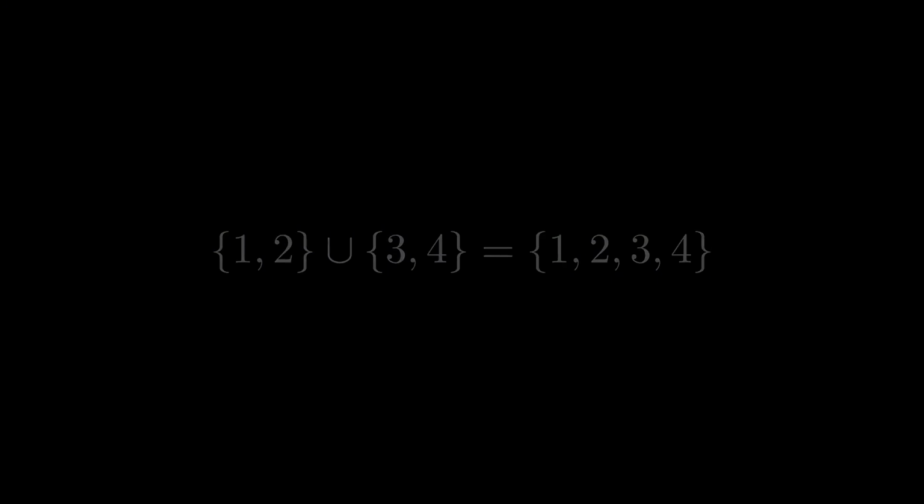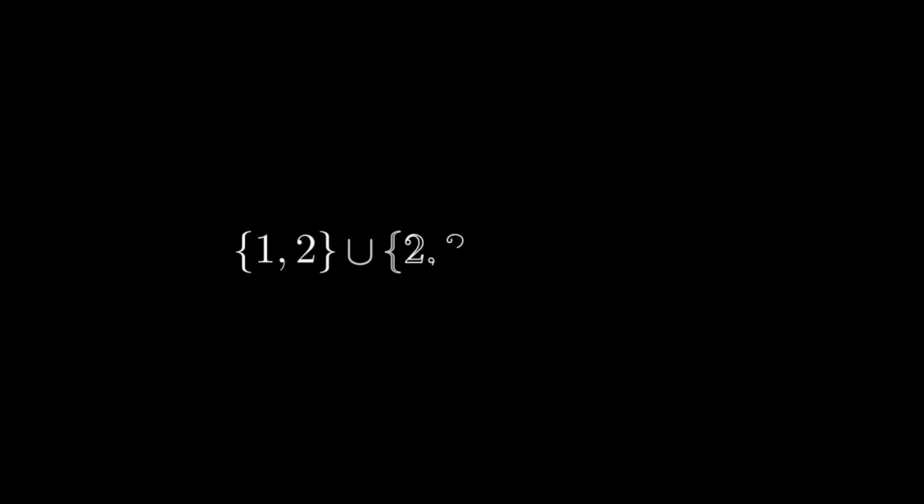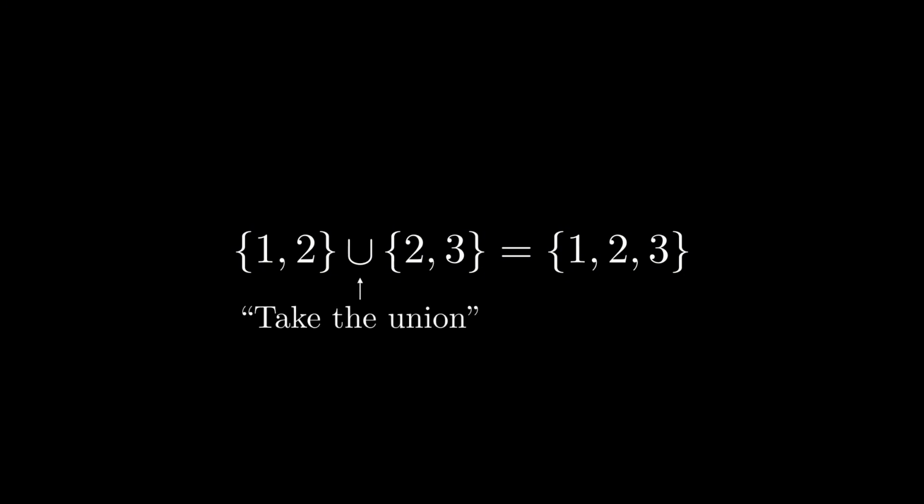It is important to point out that if both sets contain a particular element, that element only appears once in the union, since sets do not contain duplicates. So, for example, the union of the set containing 1 and 2 and the set containing 2 and 3 is the set containing 1, 2, and 3. Notice that we use this U symbol to mean take the union of these two sets.